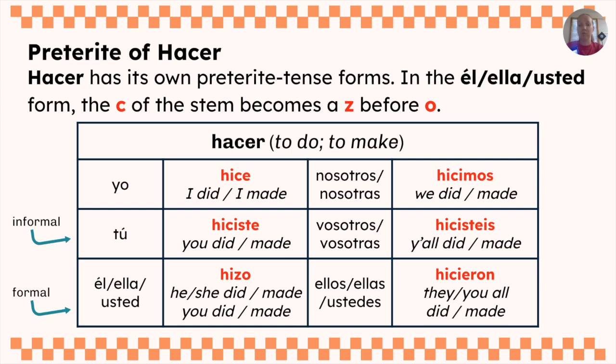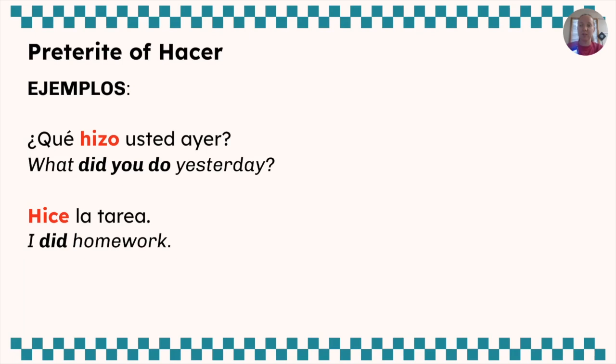So in the yo form, we have hice. In the tú form, we have hiciste. In the él, ella, usted forms, we have hizo. Nosotros, nosotras, hicimos. Vosotros, vosotras, hicisteis. And ellos, ellas, ustedes, hicieron. So our examples here, we have, what did you do yesterday? ¿Qué hizo usted ayer? Now this example has decided to take it in the way of a formal you. That's why we're using usted and the conjugation hizo.